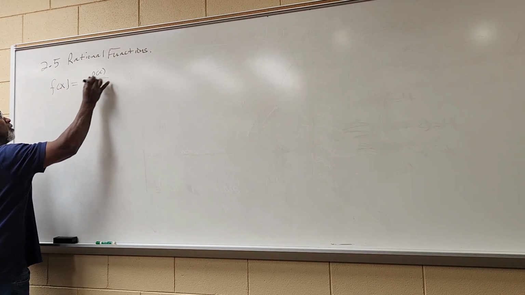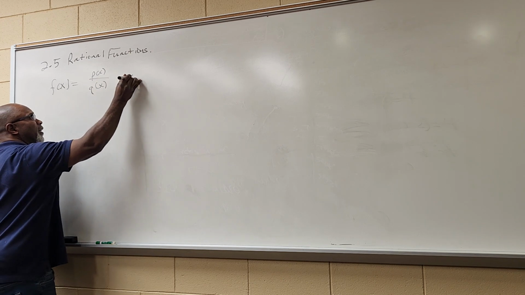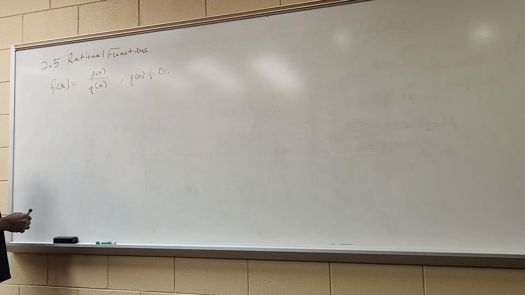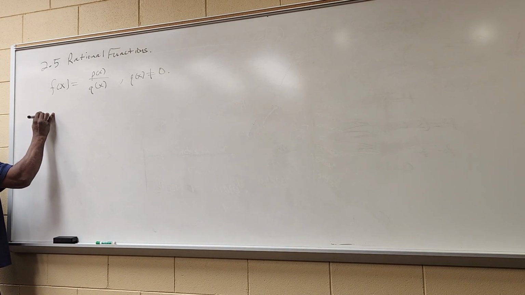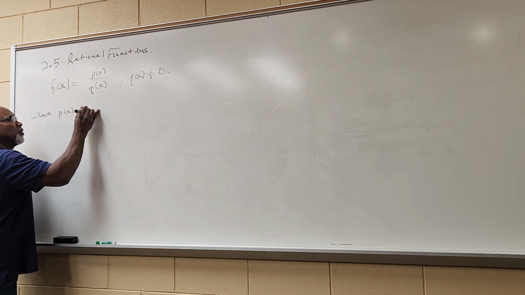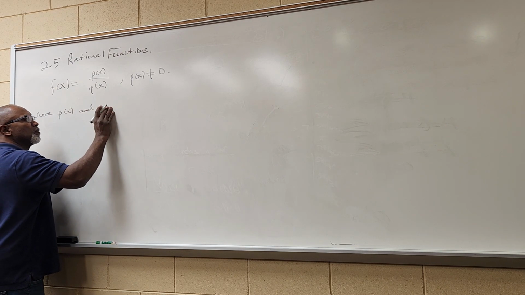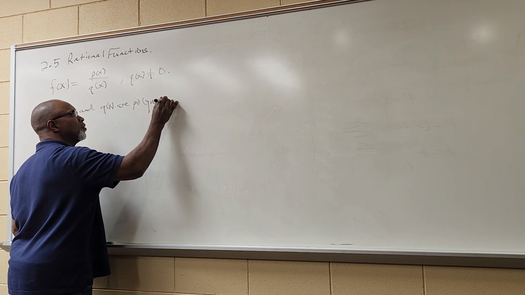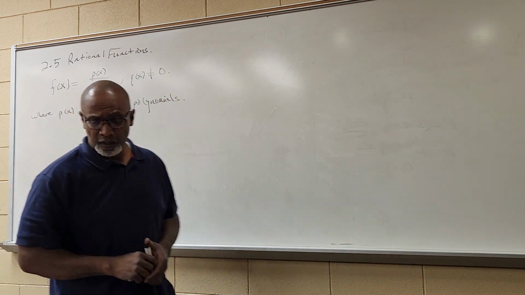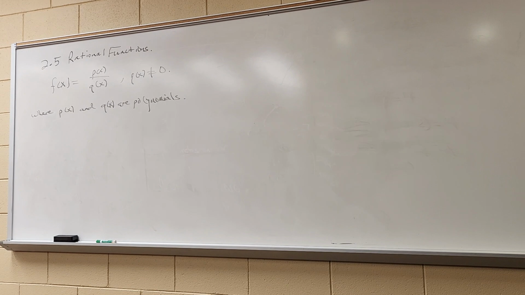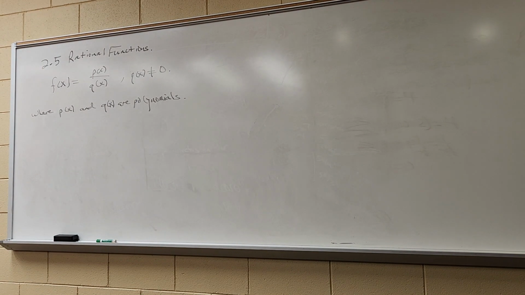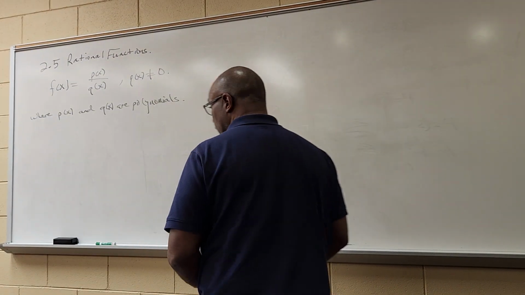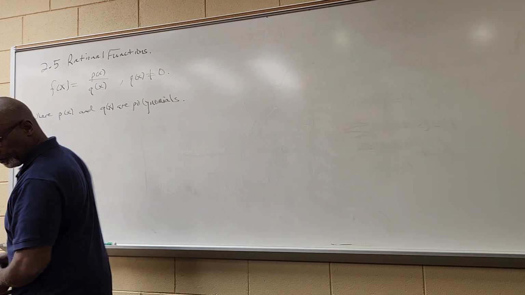x equals p of x over q of x. And I gotta be careful, I can never allow for division by zero, so I'm gonna require that q is never zero, okay? And this is where p of x and q of x are polynomials, okay? So a rational function is any function of the form f of x equals p of x over q of x, where p of x and q of x are polynomials, okay?